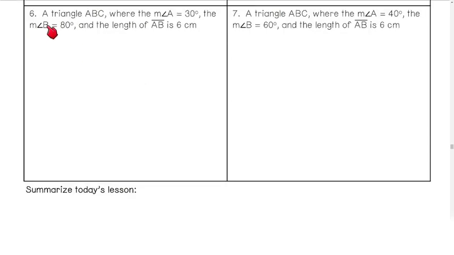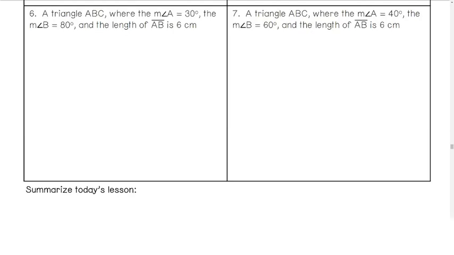So with this one, we have to be able to form a 30 degree angle, we have to form an 80 degree angle, and then we have to have a line segment of 6 centimeters. So this one actually requires a couple of steps, but the very first one that I would do is I would go ahead and draw out the 6 centimeters, and then I would put the other angles on them.